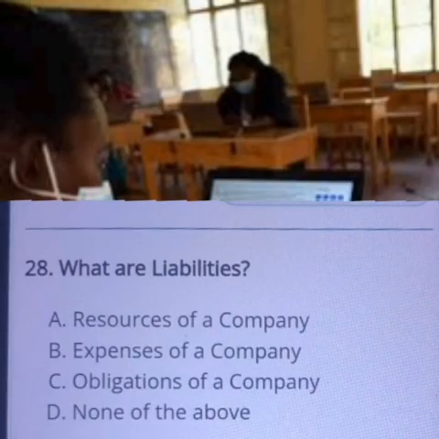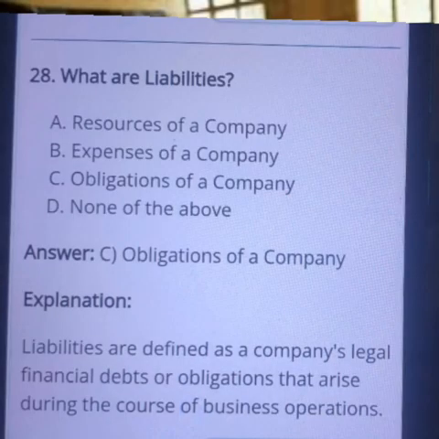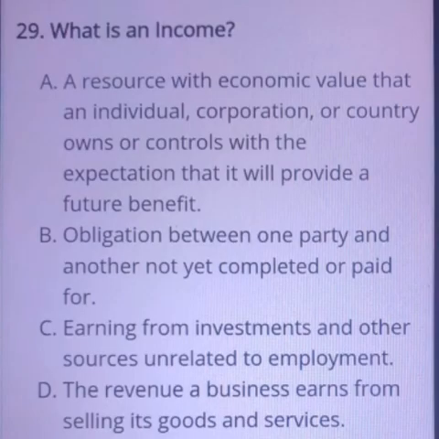Question number 28. What are liabilities? A. Resources of a company. B. Expenses of a company. C. Obligations of a company. D. None of the above. The true answer is C. Obligations of a company.